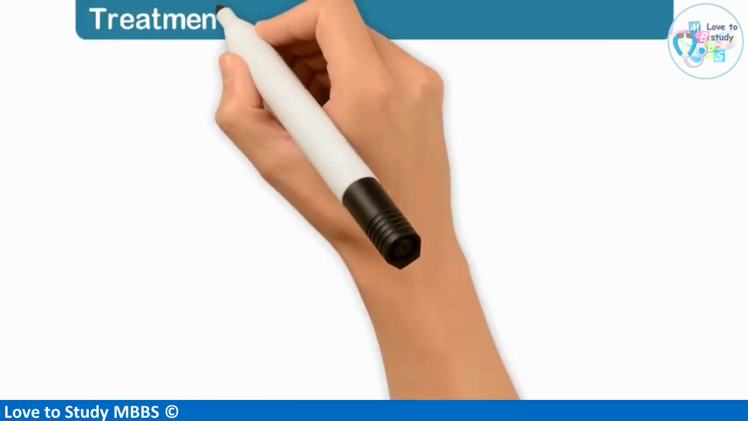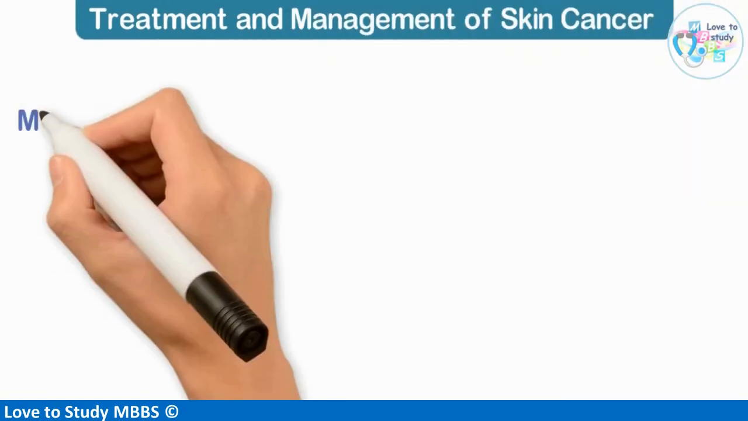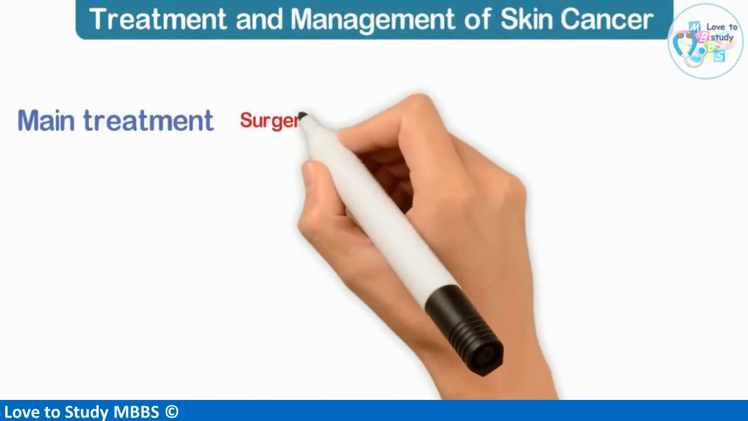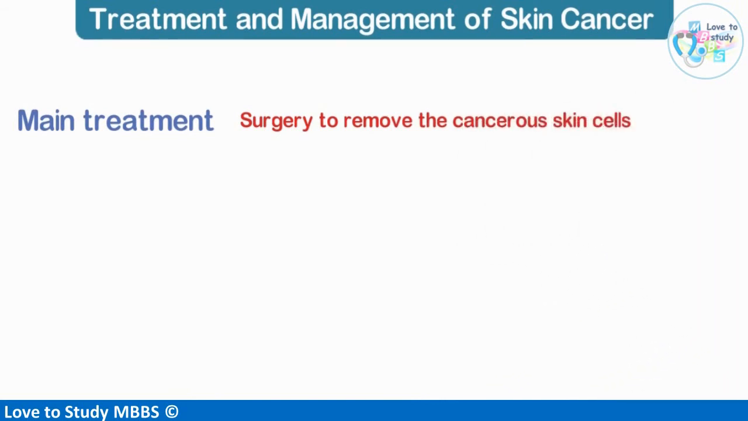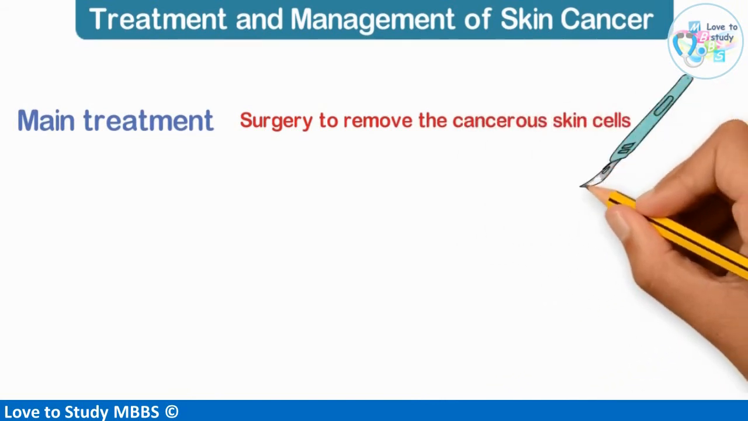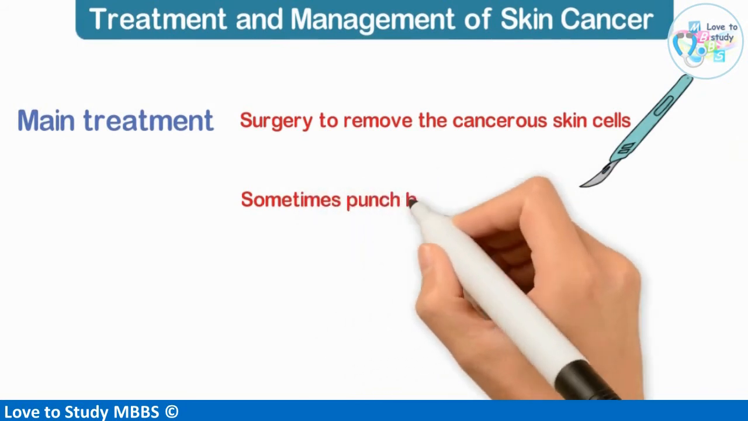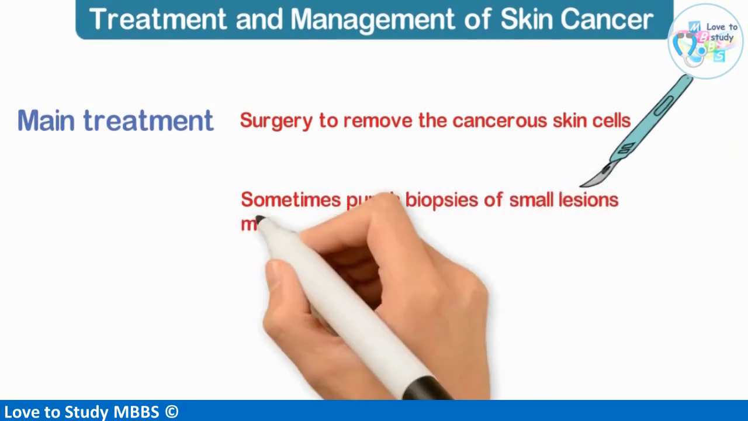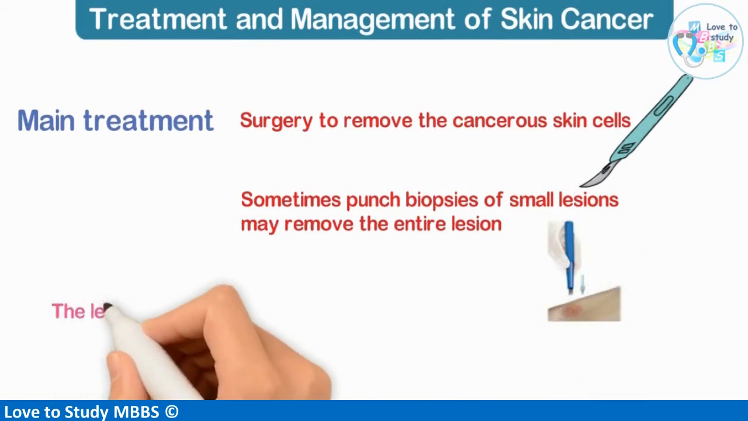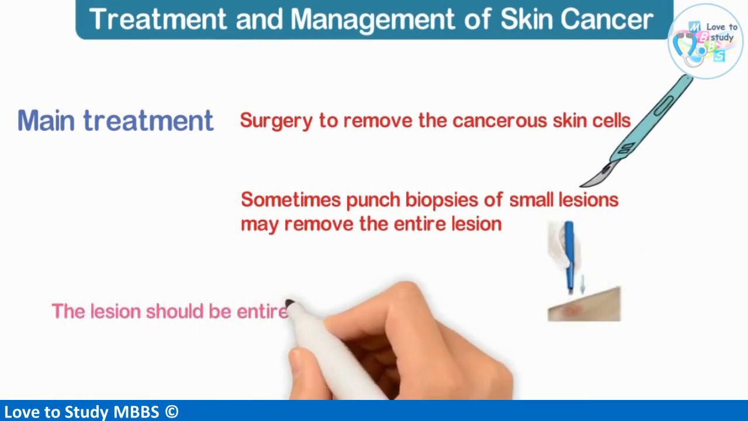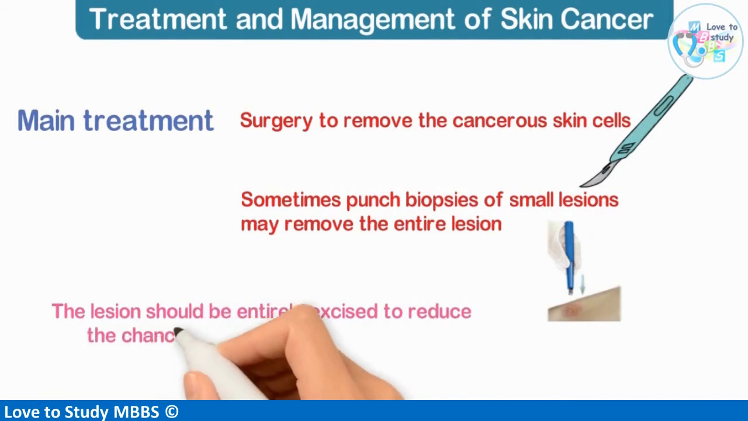Treatment and management of skin cancer. The mainstay of all skin cancer treatment is surgery to remove the cancerous skin cells. Sometimes an excisional biopsy will remove the entire cancer so that no further treatment is necessary. Punch biopsies of small lesions may remove the entire lesion. The lesion should be entirely excised to reduce the chances of a recurrence of cancer.